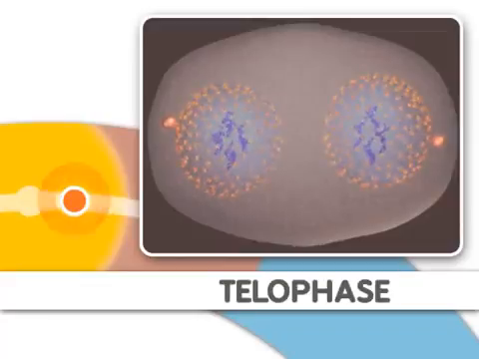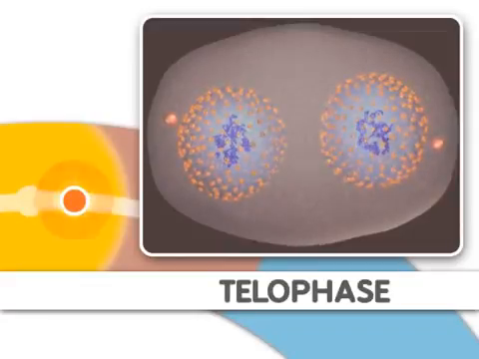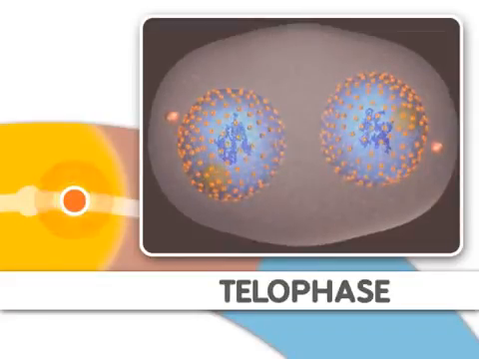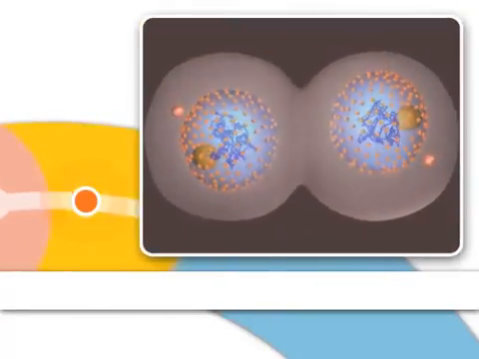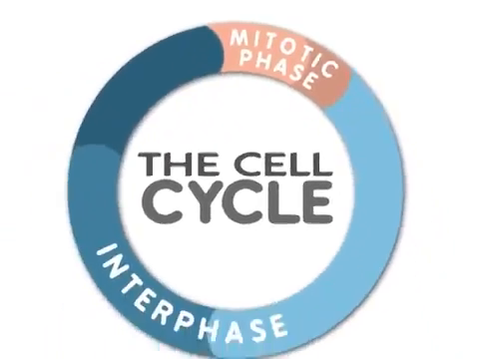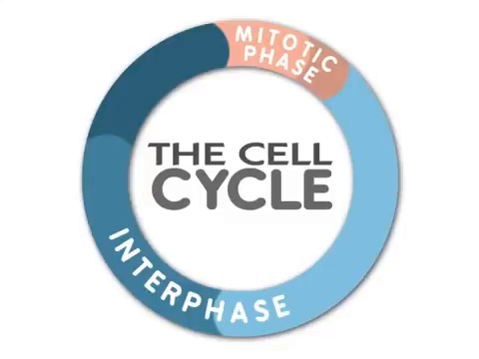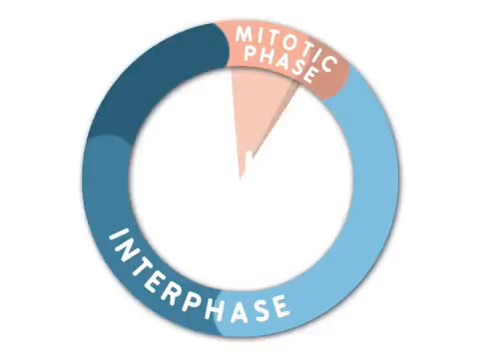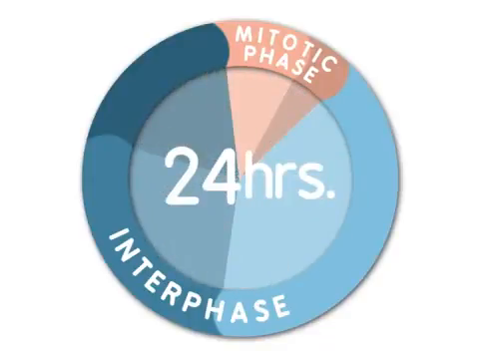Finally, during telophase, nuclear membranes reappear around the two sets of chromosomes. Mitosis is now complete. After mitosis, two new cells are formed by a process called cytokinesis. Mitosis is only one part of what is called the cell cycle. For many eukaryotic cells, a cell is duplicated every 24 hours.